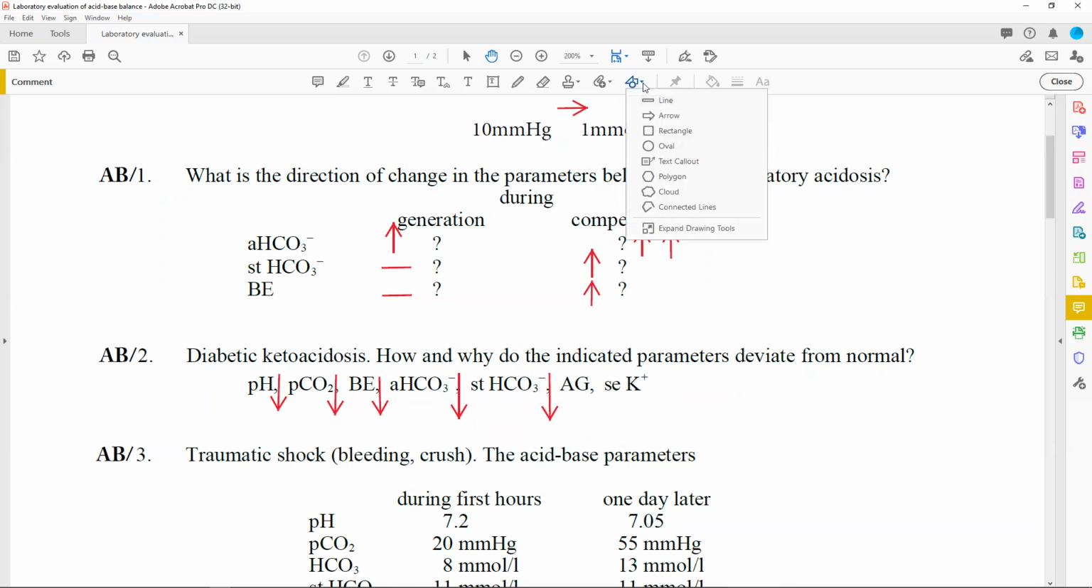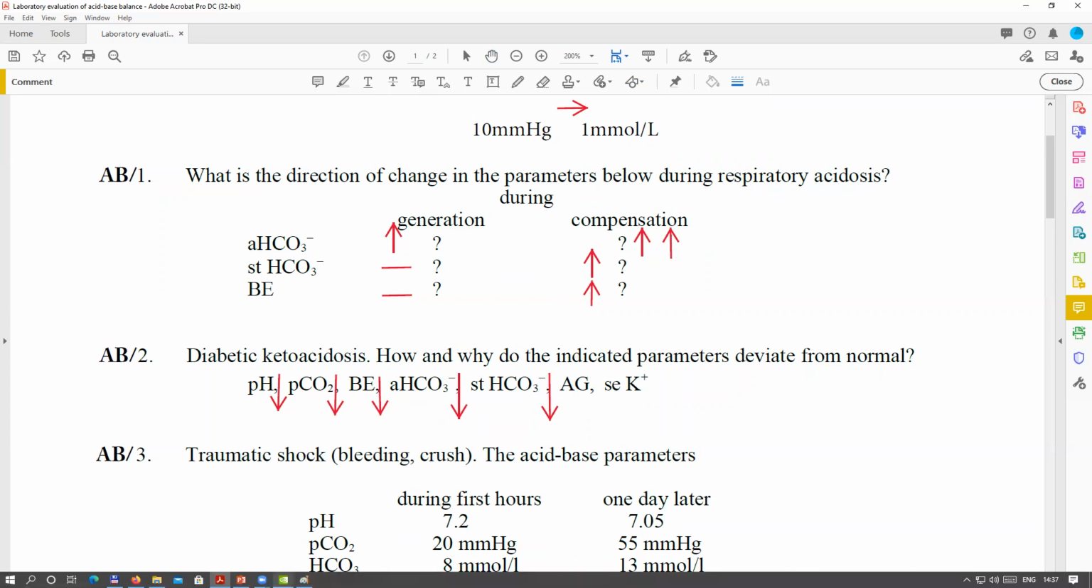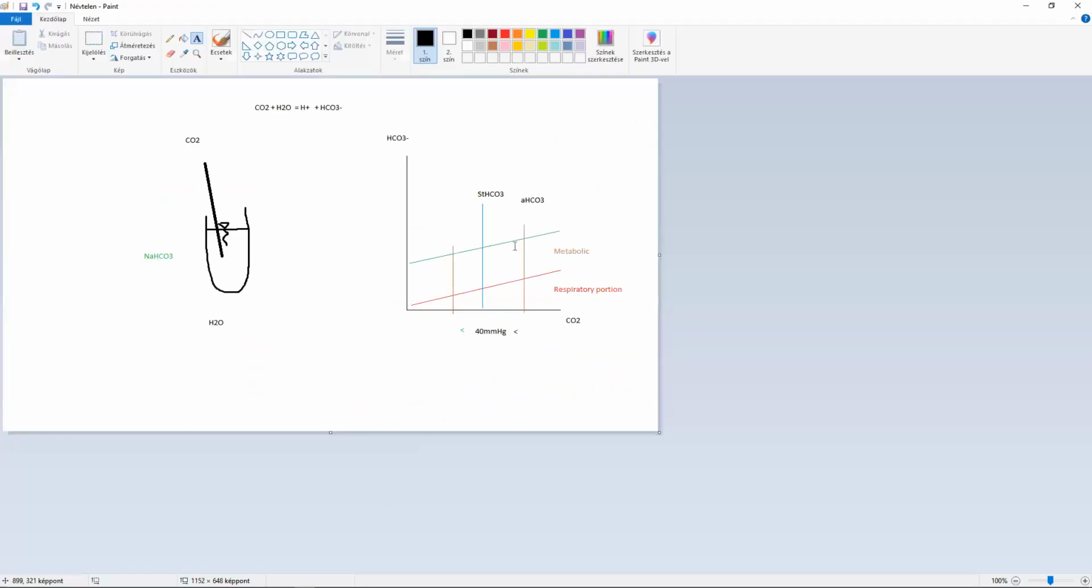Are you asking me? Yes. Are they the same? Are they equal or not? I think pretty similar in this situation, no? No, that's not. CO2 is less, meaning that the actual is less than the standard.